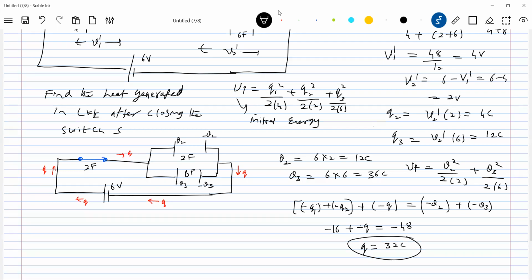So work done will be, in fact, positive. So UI plus work done by cell equal to UF plus heat generated. So UI value we know. UI value, this is 8. Q2 square by 4, Q3 square by 12. Work done by cell: Q into, say this is E, equal to, this will be Q2 square by 4.